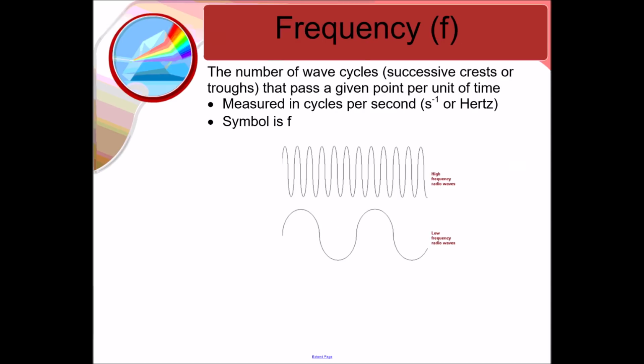Frequency is the number of wave cycles, successive crests or troughs, that pass a given point per unit of time. Frequency is measured in cycles per second, or hertz. The symbol for it is the letter f. This diagram shows high-frequency radio waves versus low-frequency radio waves.